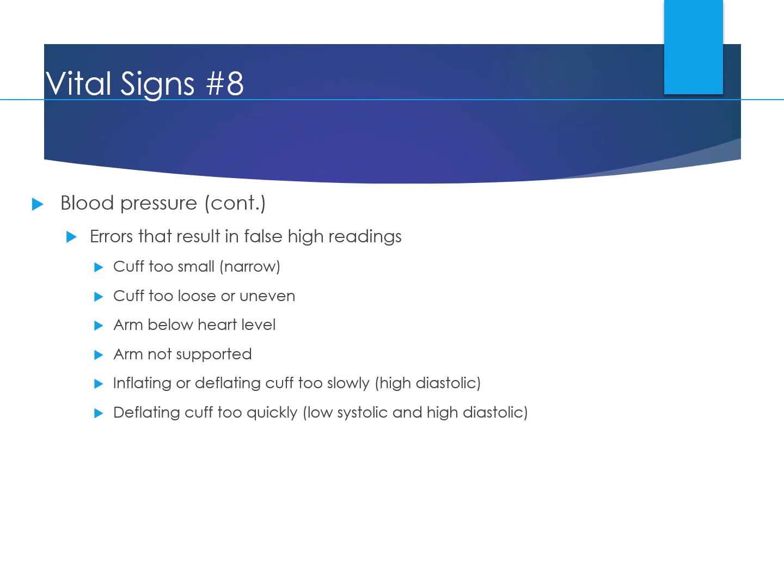Errors that result in false high readings may be if the cuff is too small, if the cuff is too loose or uneven, if the arm is below the heart level, if the arm is not supported, if inflating or deflating the cuff is too slow, which will cause a high diastolic, or if deflating the cuff too quickly, which causes a low systolic and high diastolic.